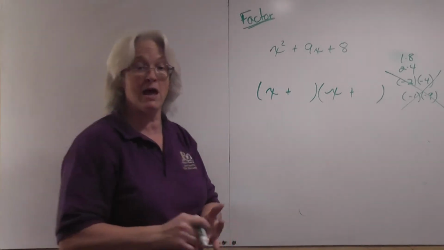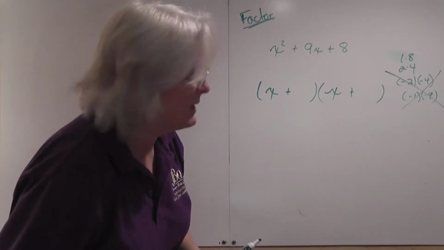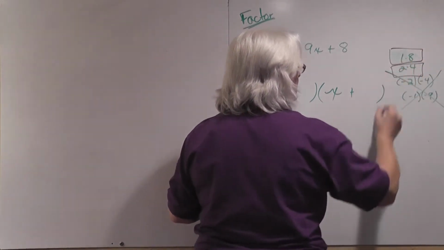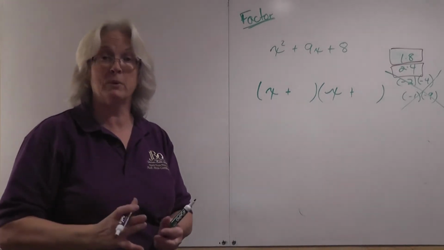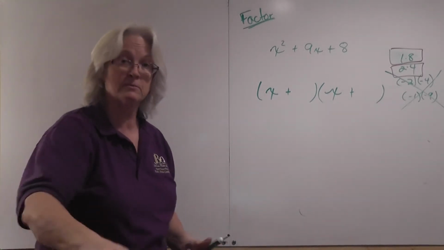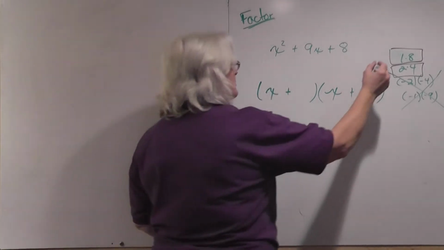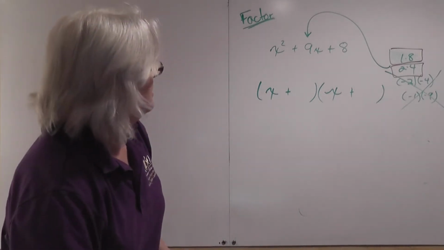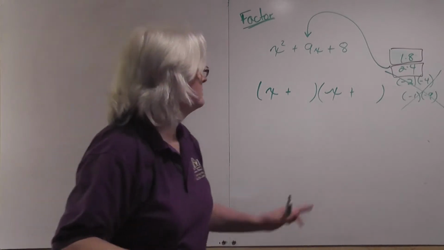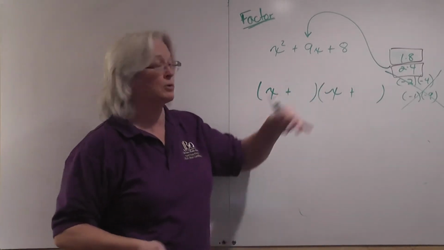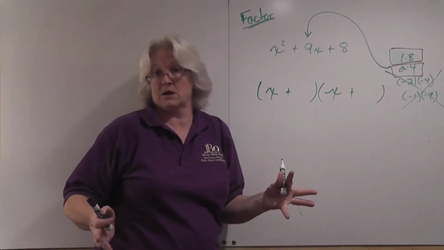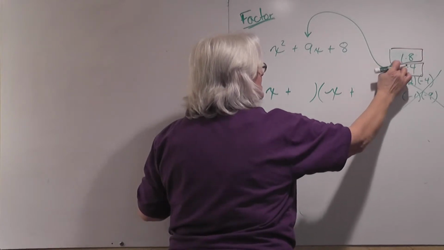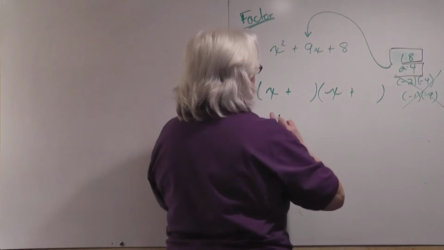Now what do we do? We only have 2 pairs of factors remaining. We have 1 times 8, and we have 2 times 4. How is it that we know which pair of factors we're going to use? This is when we go right back to the problem and we say, aha, I have to find the pair of factors that when I add them together, I'm going to get a 9. 2 plus 4, is that 9? Nope. So, a little bit of misdrawing there.